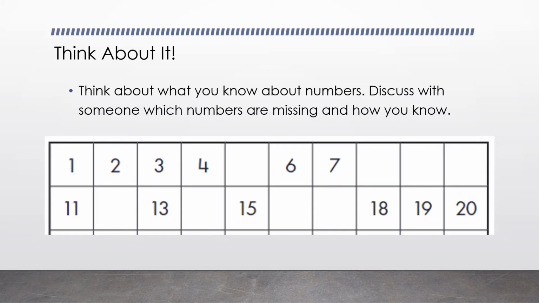But before we get to the good stuff, let's think about what we already know about numbers. Discuss with someone around you which numbers are missing and how do you know. It might be easy to say, oh, I know that 5 goes right here. But what we're going to be talking about today is what are some strategies and some clues that we use to help us understand and remember where the numbers go and what numbers go there.